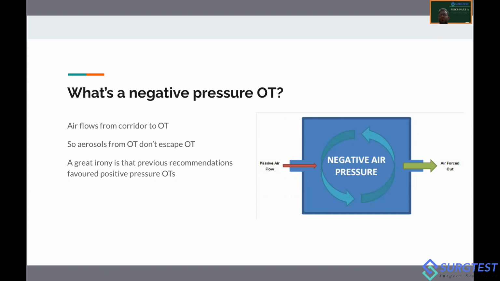In a negative pressure OT, the air flows from the corridor into the OT, because air flows from an area of high pressure to low pressure. So aerosols from the OT don't escape the OT and go into the corridor, where they can spread to other patients, other personnel who are not wearing PPE.